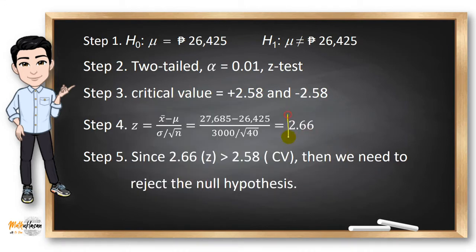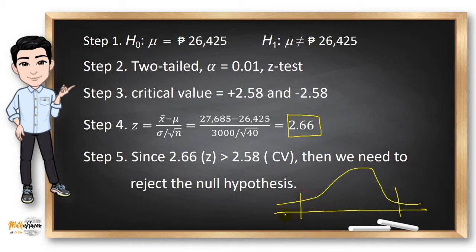Using the formula, we'll get a test value of 2.66. It's a two-tailed test, so the critical regions are on the left and the right side of the distribution. So the critical values are right here. Negative 2.58 is here and positive 2.58 is here. Since 2.66 is to the right of 2.58, then we need to reject the null hypothesis.